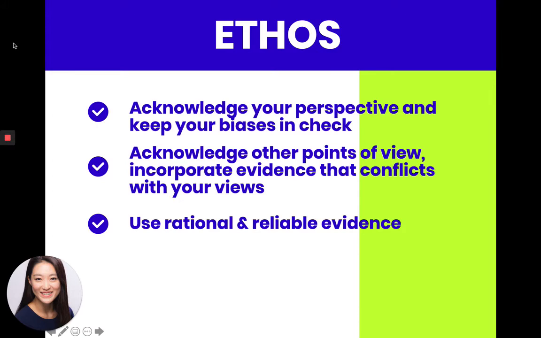Oftentimes, an honest and authentic researcher and writer will acknowledge their perspective and acknowledge limitations of their perspective to keep their biases in check. Now, another thing that you might do is to tone down your bias by recognizing other people's perspectives. And of course, using reliable evidence. This is something that I expect you to do throughout your body.